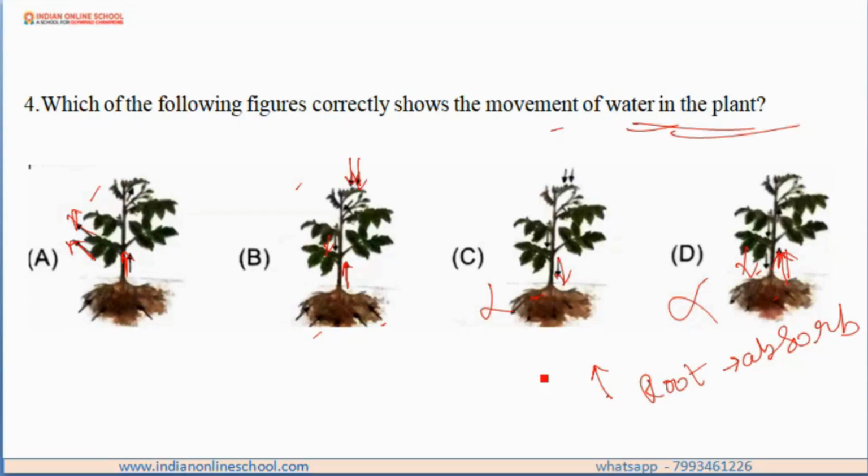Now let's check for other parts. After that, water is conducted by the stem to the other parts. So let's see. Here is a downward arrow. Does water go downward? No, water goes upward only. So option A is correct here.